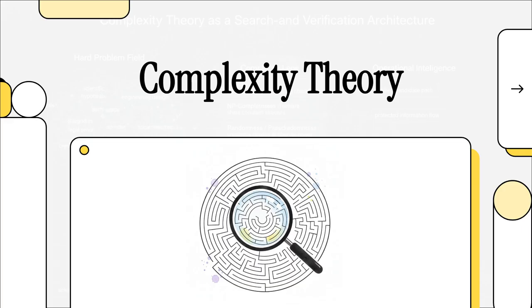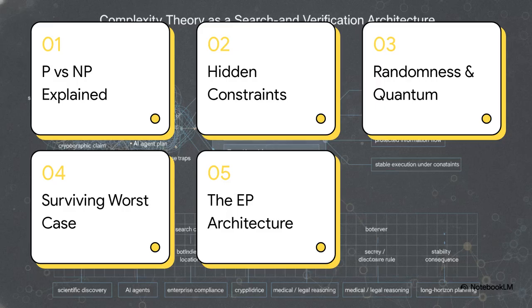You see, modern complexity theory doesn't just tell us that some problems are hard. It reveals that hardness actually has a deep, underlying structure. And once we understand that structure, well, we can use it to block blind search, protect secrets, and totally guide artificial intelligence. Here is our roadmap for today.